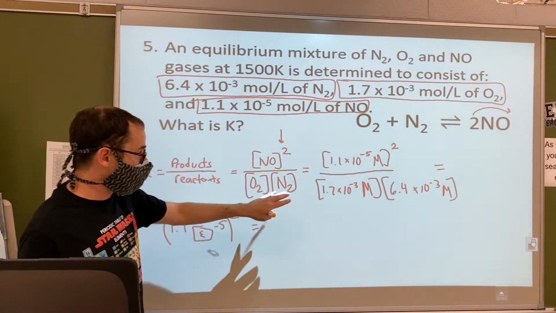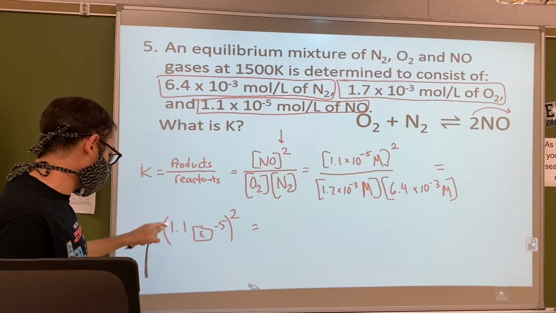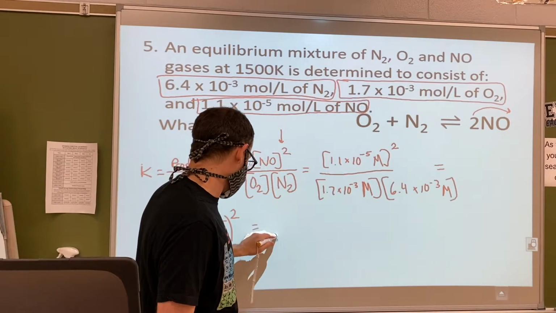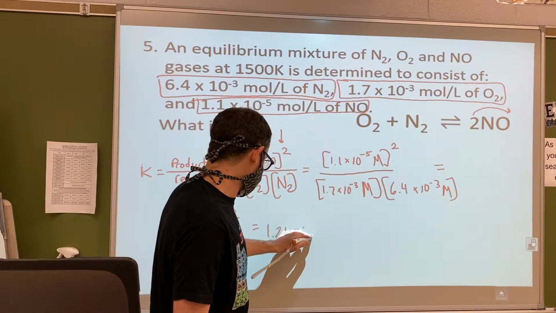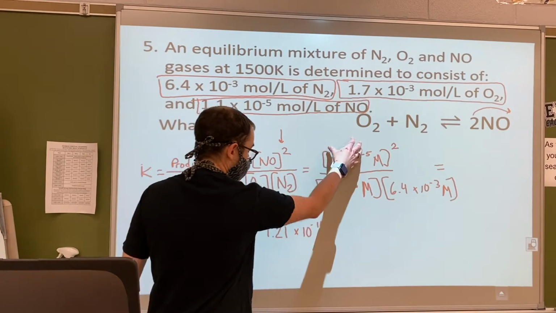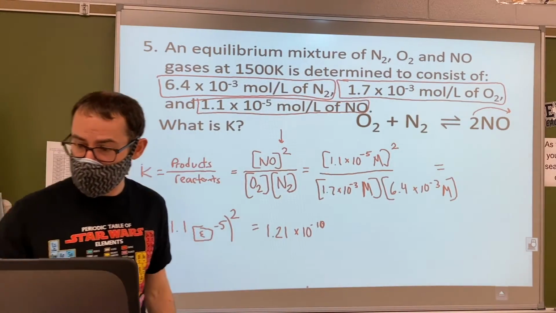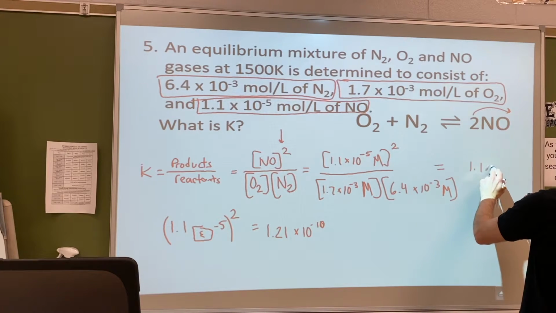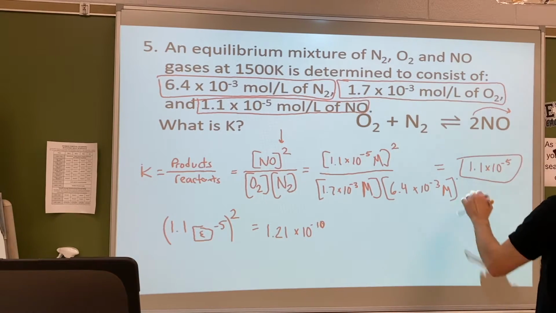Okay, so the first part of putting this in your calculator is that 1.1 times 10 to the negative fifth squared. When you put it in the calculator, you'll get 1.21 times 10 to the negative 10. Once you have that, that's the top part. Then you divide by this, and you should get, with 2 sig figs, 1.1 times 10 to the negative fifth, and that would be what K is.